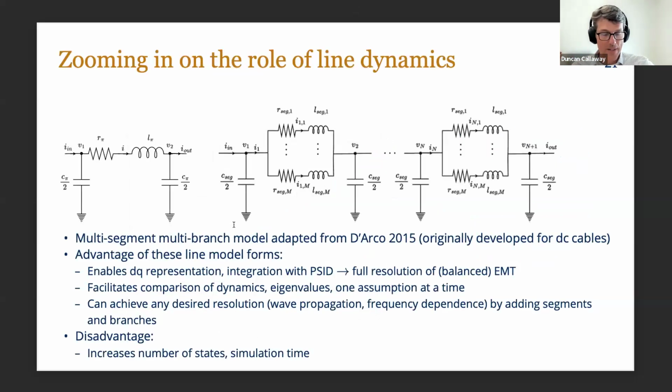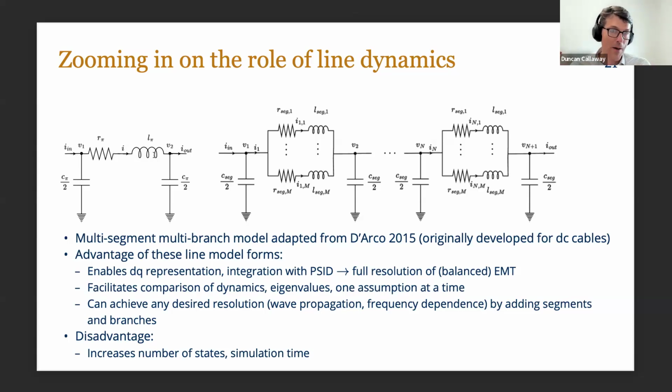Okay, this will be the last little section of the talk where now I'm going to zoom in a little bit further on the role of line dynamics. So I didn't show you this figure before, I probably should have. This is a picture of the so-called dynamic pi model that we used for the last little bit of investigation, where we've got capacitors at either terminal of the line, and then an inductance along the length of the line. And so it's just in that pi shape.